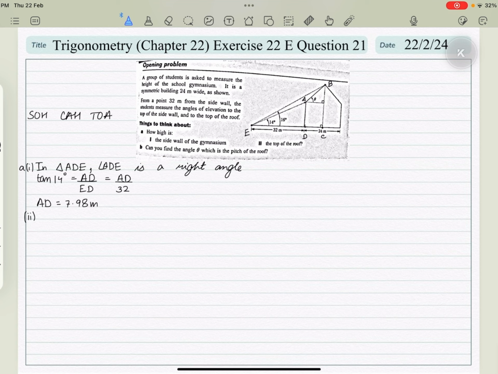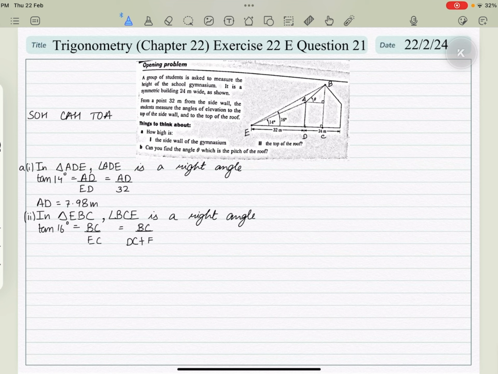So BC here we can calculate from the bigger triangle, that is in triangle EBC. Angle BCE is a right angle. So again, if it's a right angle, we can use trigonometry, and again tan theta. So we're going to say tan 16 degrees is equal to opposite, that is BC, upon adjacent, that is EC.